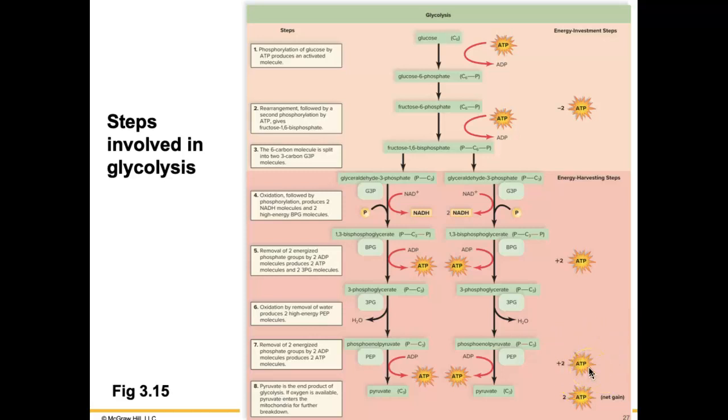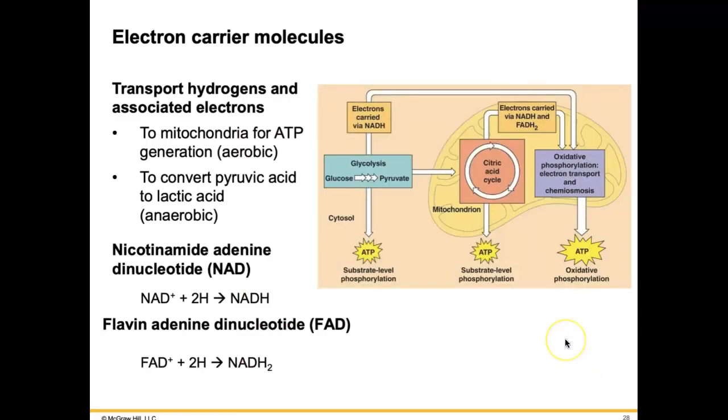So our net result of going through this entire glycolysis process is 2 ATPs. Now, when oxygen is present, we can shuttle and move some of these carrier molecules to the mitochondria so we can further utilize them to create more ATP. So let's talk about those electron carrier molecules some more.